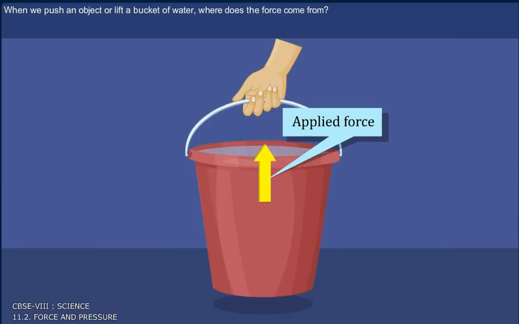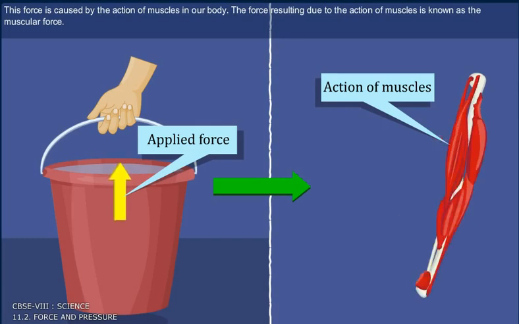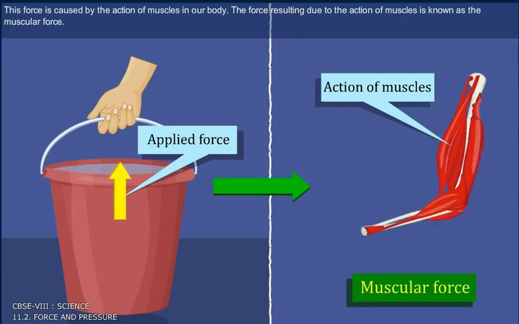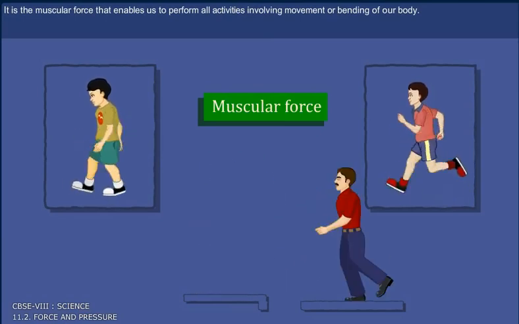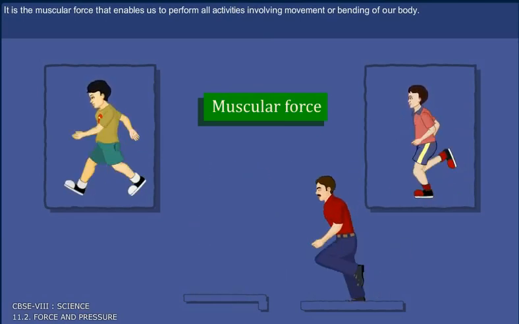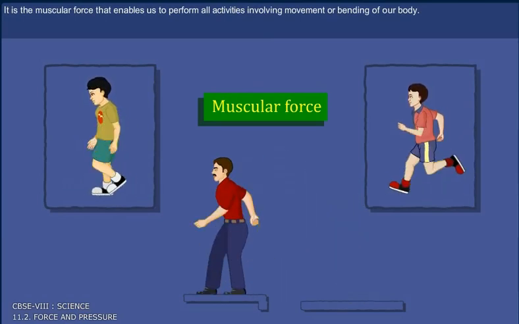When we push an object, or lift a bucket of water, where does the force come from? This force is caused by the action of muscles in our body. The force resulting due to the action of muscles is known as muscular force. It is the muscular force that enables us to perform all activities involving movement or bending of our body.